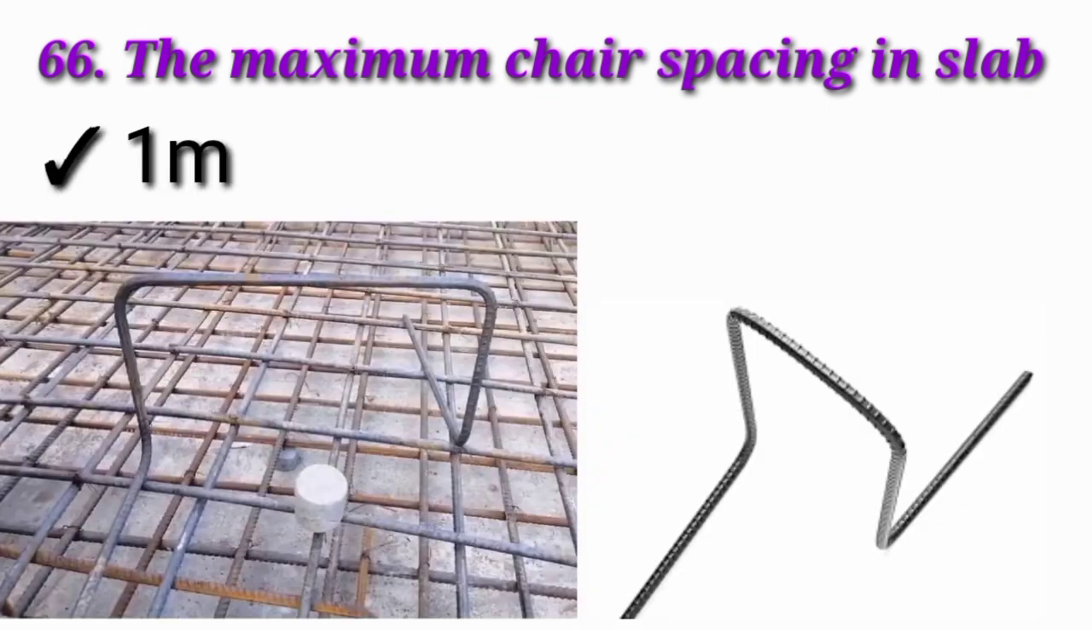66. The maximum shear spacing in slab. At casting time, before casting, the shear spacing is set. The maximum shear spacing in slab is 1 meter. One meter, and again a gap of 1 meter, so 1 meter is used as shear spacing in slab.